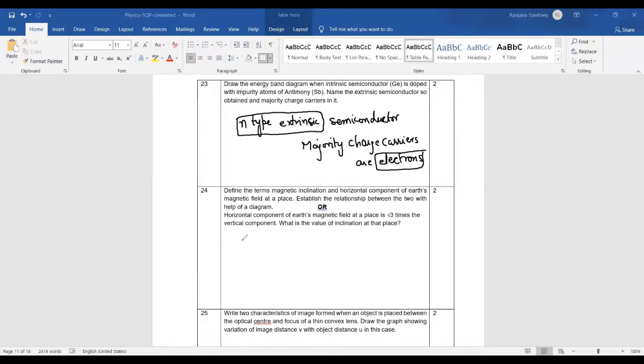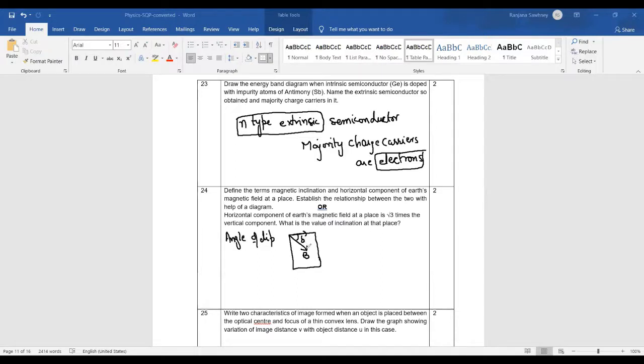Question number 24. Define the terms magnetic inclination and horizontal component of Earth's magnetic field. Magnetic inclination is also called the angle of dip. Angle of dip is the angle which the resultant Earth's magnetic field in the magnetic meridian makes with the horizontal. This B is the resultant Earth's magnetic field at any place on the Earth's surface, making some angle with the horizontal. This angle we call the angle of dip.